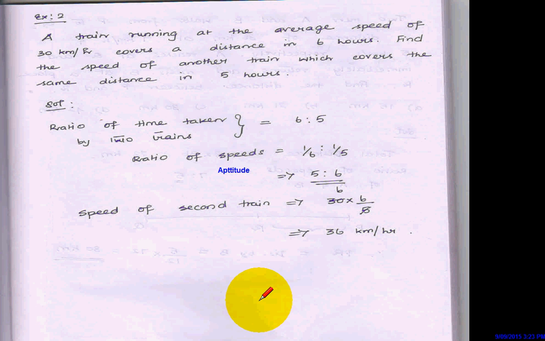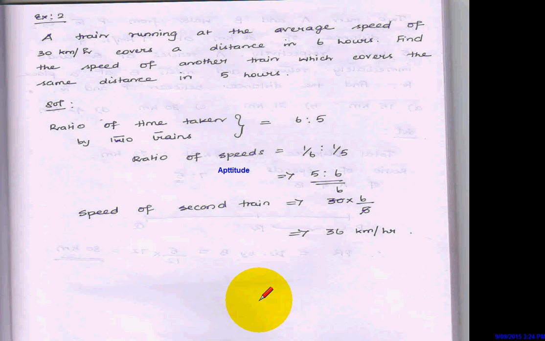Next one, a problem based on average speed. A train running at an average speed of 30 km per hour covers a distance in 6 hours. Find the speed of another train which covers the same distance in 5 hours. There is one train and the average speed is given as 30 km per hour, and they did not mention the distance. We need to calculate the distance actually. The time taken by the train is 6 hours to cover that particular distance.